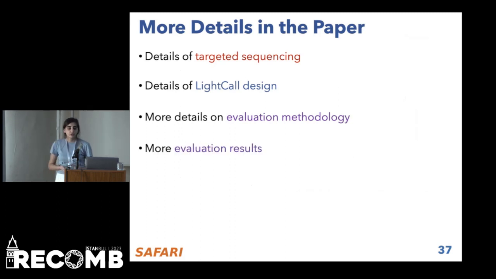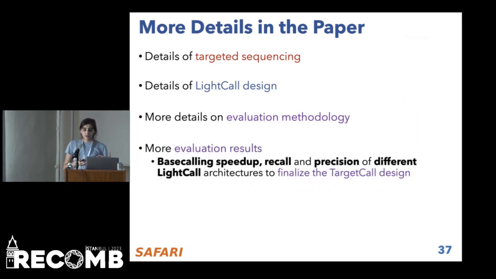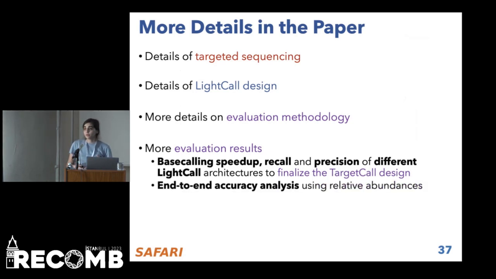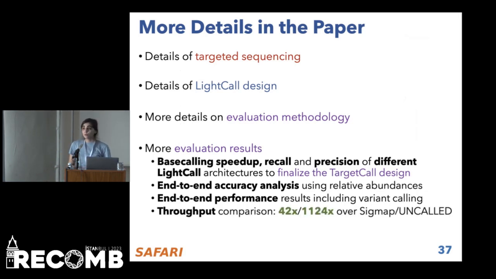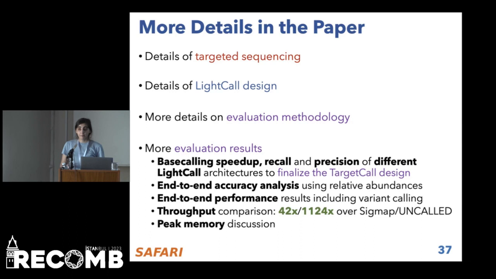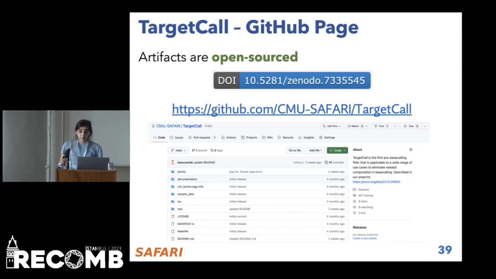evaluation methodology, and more results such as the analysis of different LightCall architectures we use in terms of their basecalling speed up, recall, and precision, and how we formalize the TargetCall design, the end-to-end accuracy and performance analysis across the entire genome sequence analysis pipeline, including variant calling, and our throughput comparison against Sigma and Uncode. Actually, this time we only use LightCall, but we show that our throughput can be more than 1100x better, which shows that we can use TargetCall as a real-time filter. Please see our paper for more detail. And we also open source our implementation, our evaluation scripts, as well as our data sets on our GitHub page.